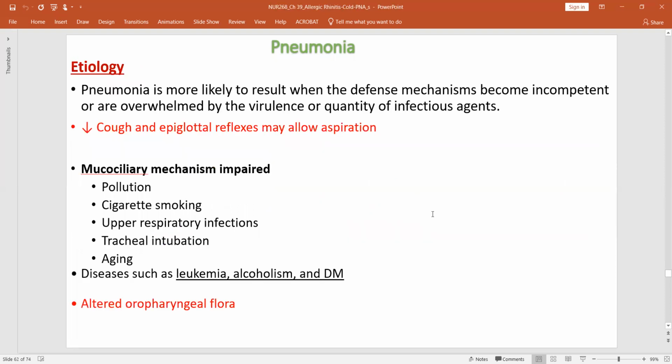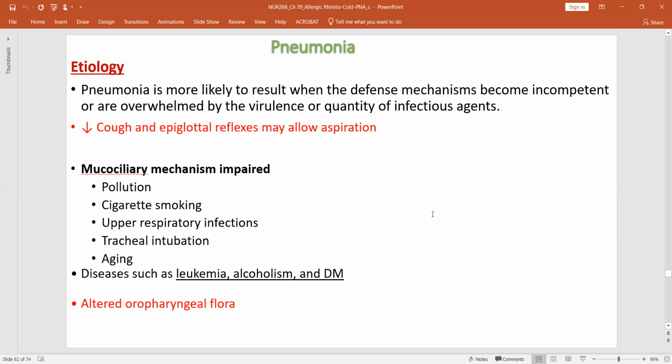So the etiology: decreased cough and epiglottal reflexes may lead to aspiration. That's why, sometimes, elderly people who have difficulty swallowing, dysphagia, do aspirate, and then that will result in pneumonia. We call this aspiration pneumonia.